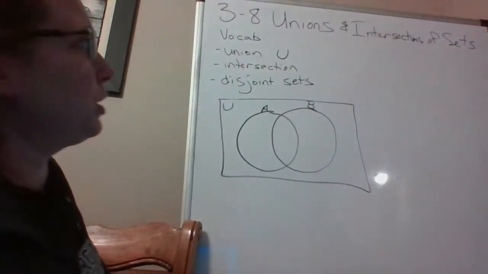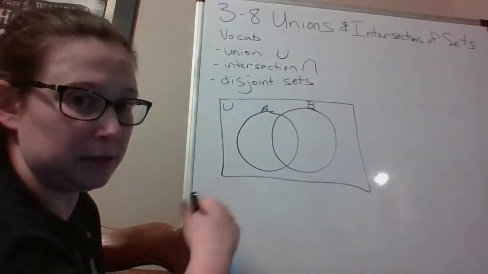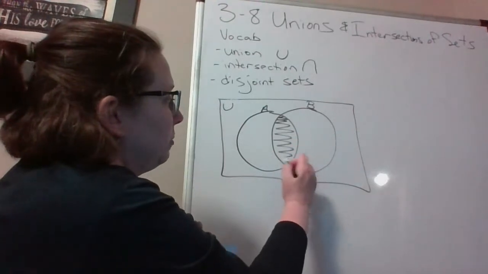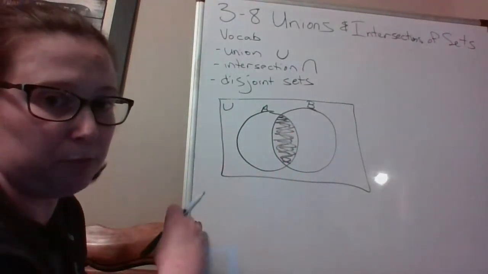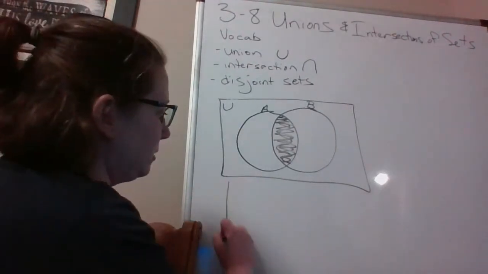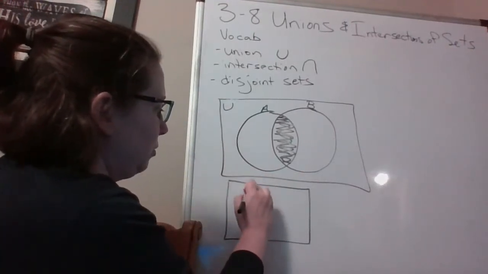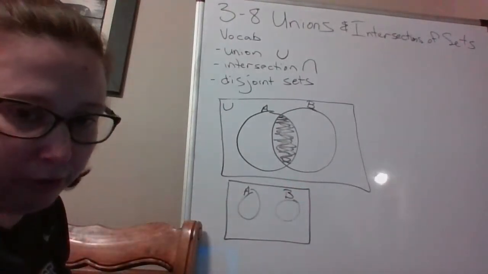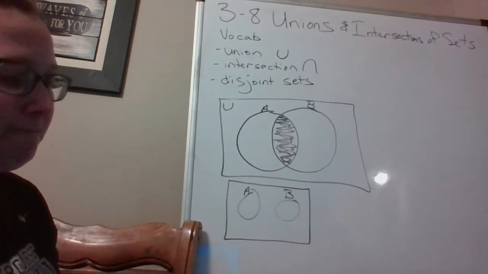An intersection is the overlap between the two. That is an upside down U. When you're talking about an intersection, that's the area in between that is in both A and B. Disjoint sets are completely separate. So if we had A here and B here and they did not overlap at all, those are disjoint sets.